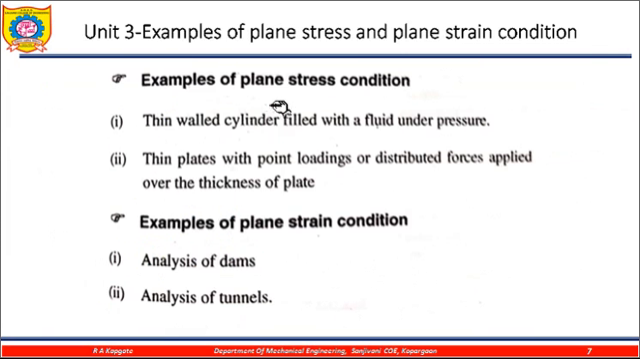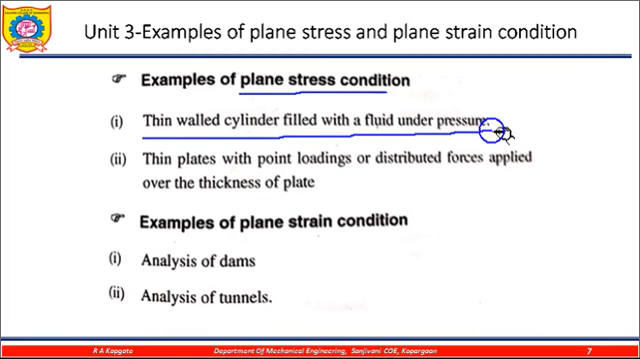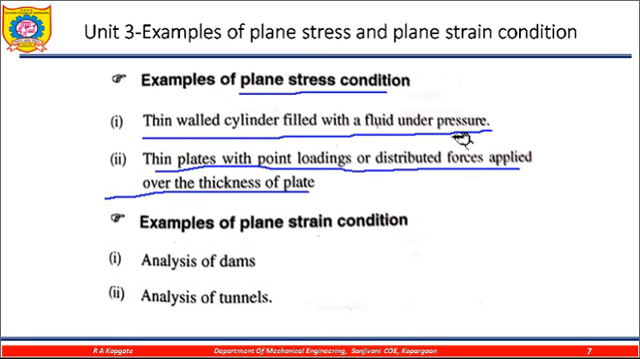What is meant by the plane stress condition? It means when we need to consider plane stress. Such as a thin walled cylinder filled with fluid pressure, or thin plates with a point loading or a distributed force applied over the thickness of the plate. Those are the conditions of plane stress. While plane strain conditions are the analysis of dams or tunnels, then we need to consider the plane strain condition. Now what is meant by the plane strain condition?